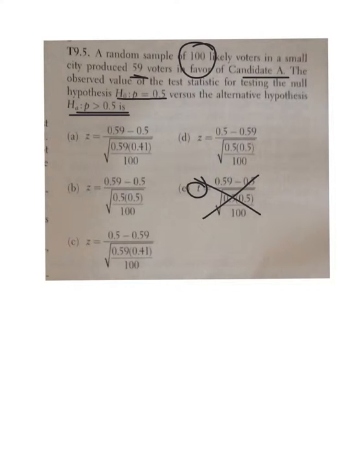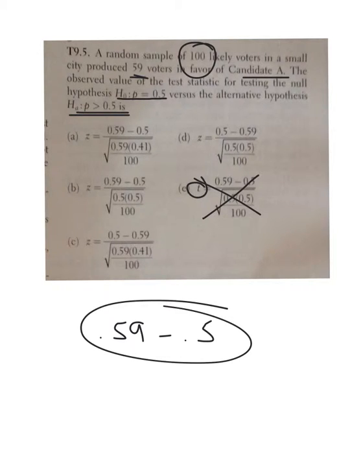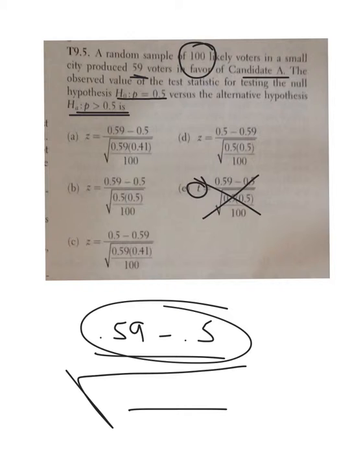So it's the number that we got, right? So that was 59% minus what we think it is. So that's on the top. And then on the bottom, remember, don't make the mistake that I made, it's the value of your parameter, the 50%. So it's going to be 0.5 times 1 minus 0.5, which is also 0.5, divided by 100. Okay, and that is choice B.